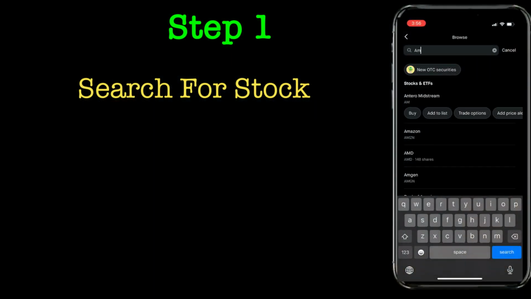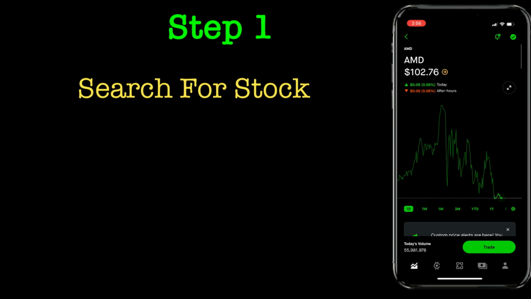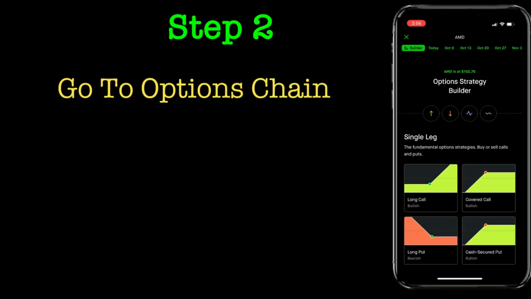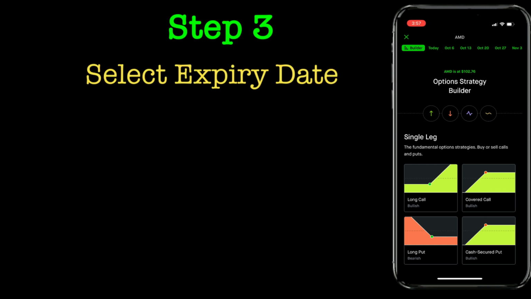Okay, step 1 is you go to the stock of your choice. In this example, I'm using AMD. That's what I primarily use for my spreads trades. So you go to the stock. Now step 2 is you select trade and go to the options chain. Step 3 is selecting the expiry date, and that should be about 30 to 45 days.